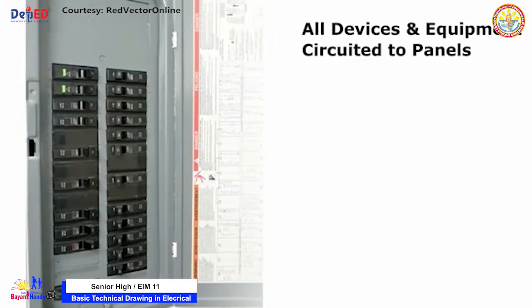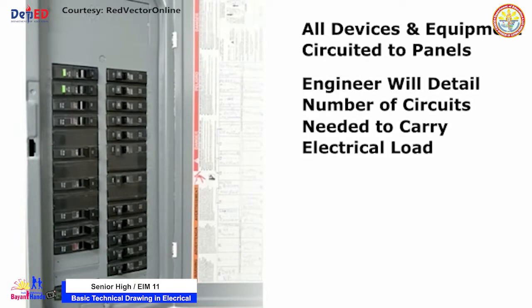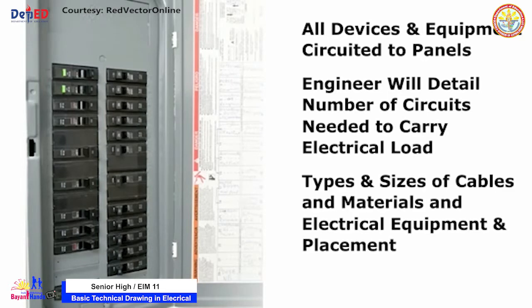Next, all lighting, electrical devices, and power equipment is circuited to appropriate panels. The engineer will detail the number of circuits needed to carry the electrical load, the types and sizes of electrical cables and materials and electrical equipment, and their placement throughout the building.